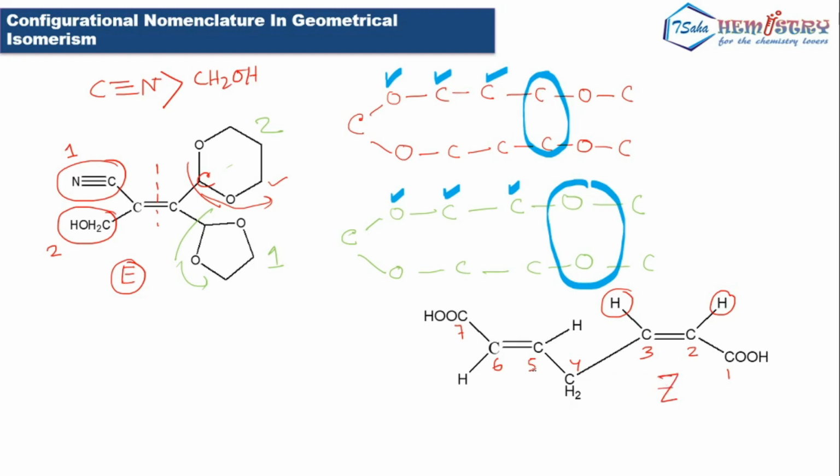Similarly, in case of the fifth carbon, here you have COOH and here you have hydrogen. They are not similar at all. So here you have E configuration. So what can we write? We can write 2Z, 5E for this configuration.